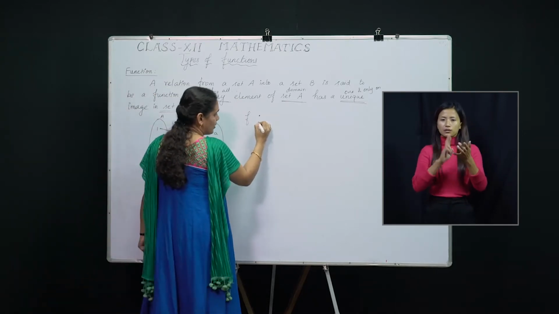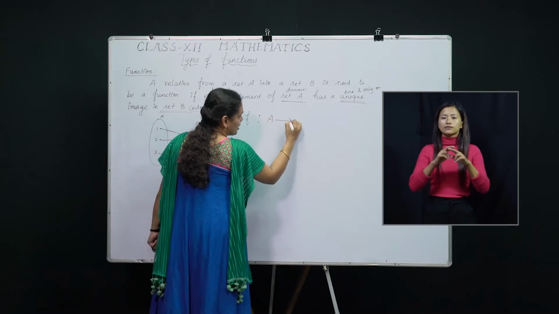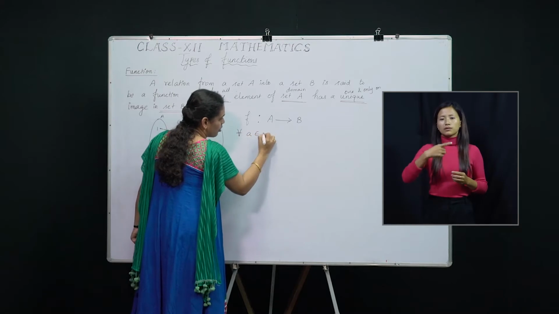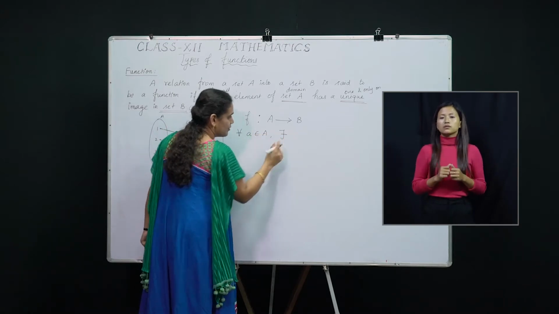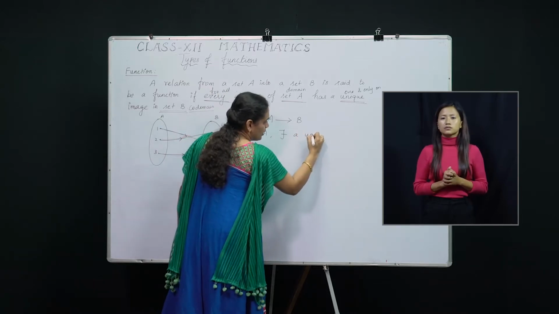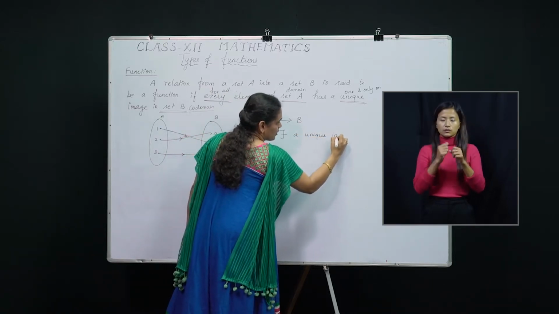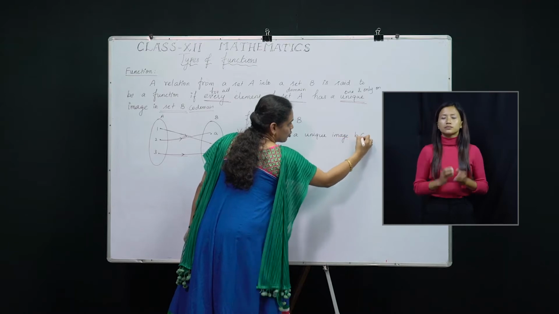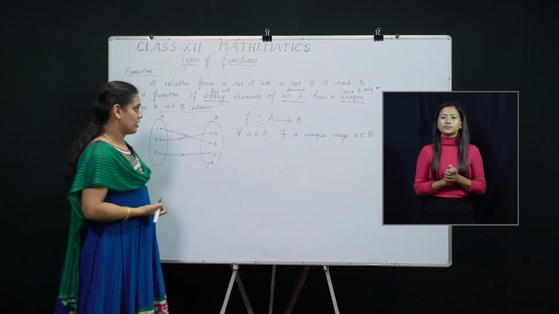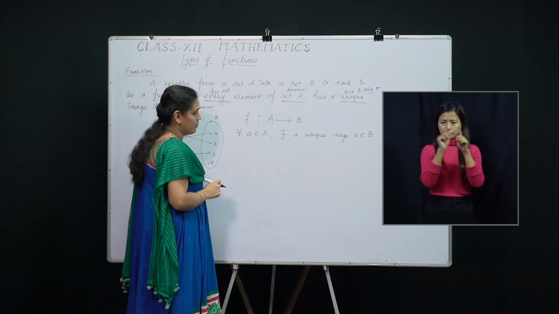In short, we can write f is a function from A to B. That is, for every a belongs to A, there exists, if you write this symbol, it means there exists a unique image b, small b in B. Okay, this is the definition. Please remember this one. Every and unique, those words are very important.